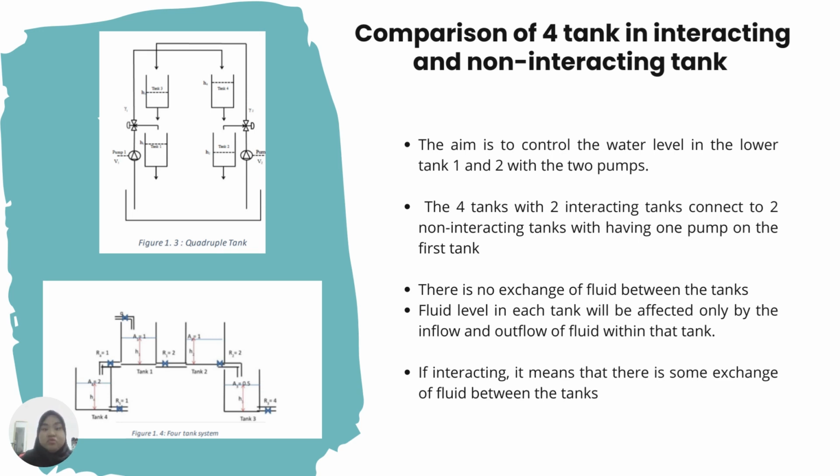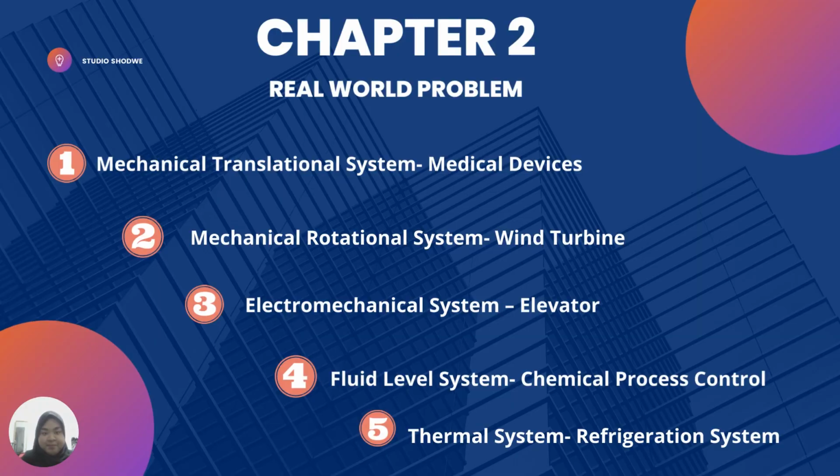So here comparison of four tank in interacting and non-interacting tank. The aim is to control the water level in the lower tank 1 and tank 2 with the two pumps, and tank 4 with two interacting tanks connected to two non-interacting tanks with having one pump of the first tank, and there is no exchange of fluid between the tanks. Fluid level in each tank will be affected only by the inflow and outflow of fluid within the tank. If interacting, it means there is some exchange of fluid between the tanks.